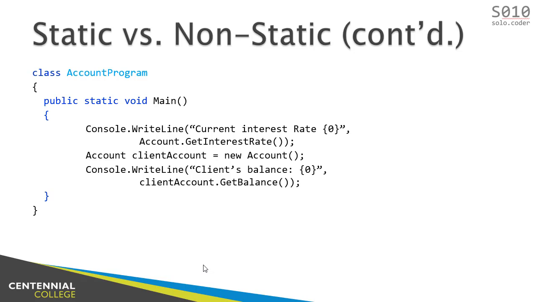Now, here's the thing. Although it's global, you cannot access get interest rates from a client account. You cannot say client account dot get interest rates. You have to access it from the class name. You cannot access it from the object name. Okay? So whatever member is static, you can only reach it via the class name. Whatever member is dynamic or non-static, you can only access it via objects of that type.